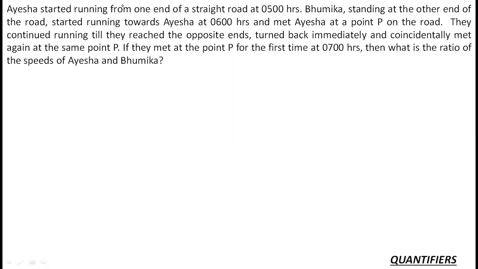A very good question. It says Aisha started running from one end of a straight road at 0500 hours. Bhumika started running from the other end of the road towards Aisha at 0600 hours and met Aisha at a point P on the road. So she met Aisha on, let's say, point P on the road. Let's say this is point P. This is A and this is B.